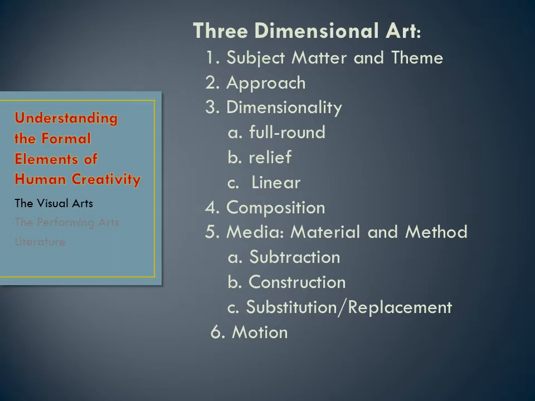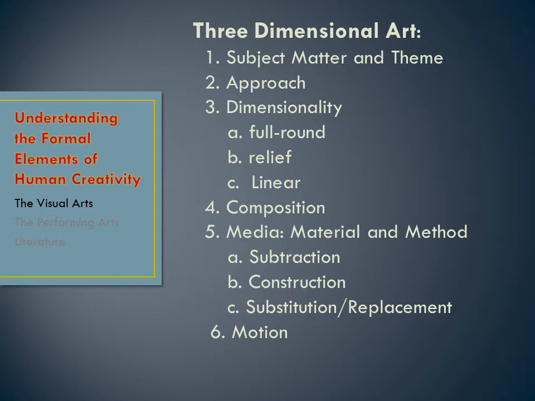When we talk about composition in three-dimensional art, we're talking about exactly the same types of things, elements and principles. And again, I point your attention to the Discovering Art section of my Arts Lab. When we're talking about media in three-dimensional art, we're talking again about material and method. Material in three-dimensional art could include stone, wood, fabric, metal, clay. Many different types of materials are used in the production of sculptures. But the methods generally fall into one of three types of methods.